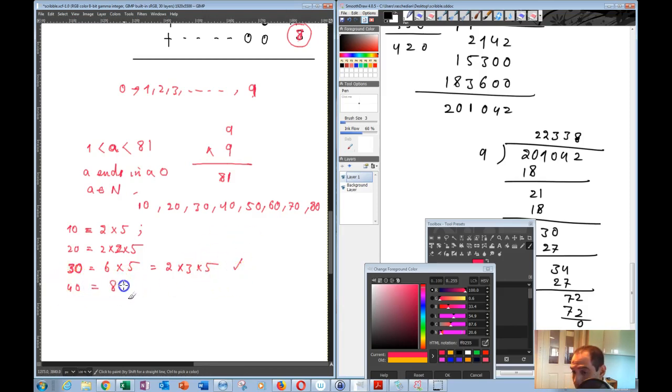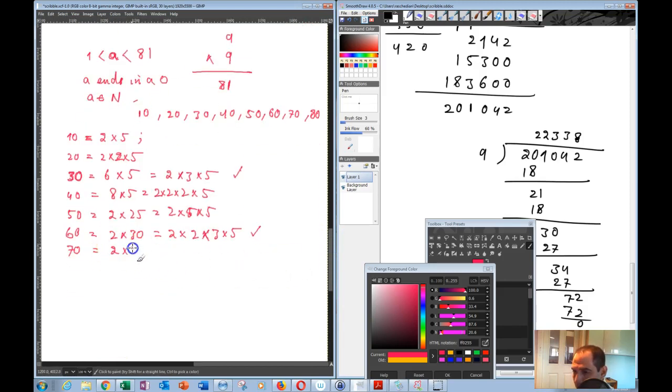40 is the same thing as 8 times 5, which is equal to 2 times 2 times 2 times 5. 50 is the same thing as 2 times 25, which is equal to 2 times 5 times 5. And 60 is the same thing as 2 times 30, which is equal to 2 times 6 times 5, which is 2 times 3 times 5. So this could be a candidate. 3 times 2 is a 6. And 70 is the same thing as 2 times 35, which is 2 times 5 times 7.